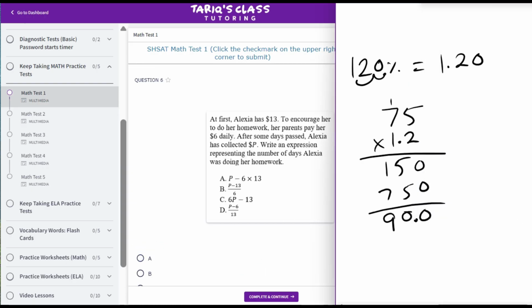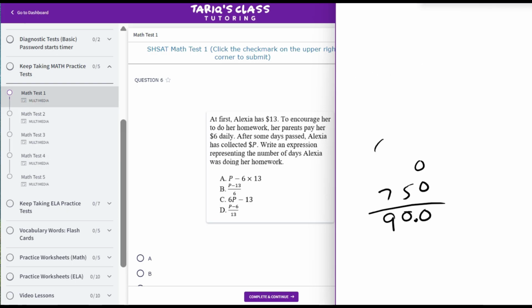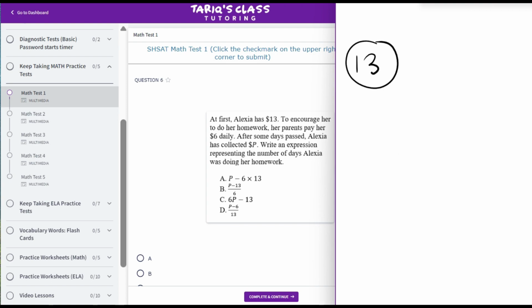All right. Now question number 6. It says, at first, Alexia has $13. To encourage her to do her homework, her parents pay her $6 daily. That's a good idea. So $13 Alexa has, and parents paying $6 daily. After some days passed, Alexa has collected P dollars. So a couple days later, she has a total of P dollars now. Write an expression representing the number of days Alexa was doing her homework.